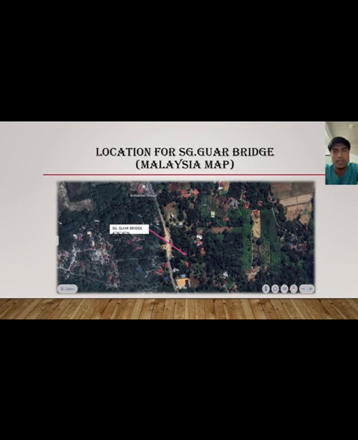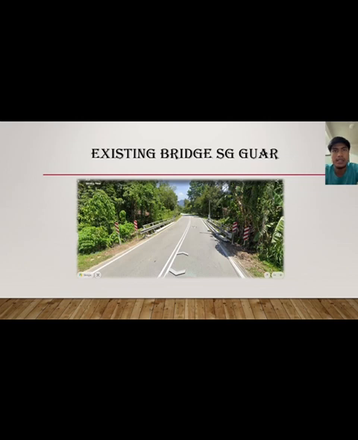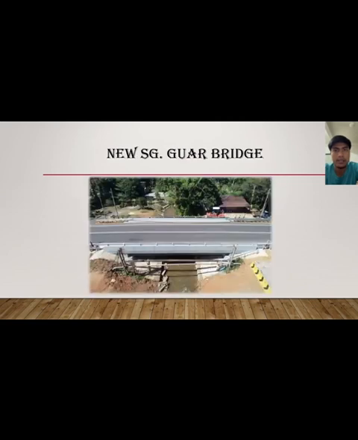We can see that this existing Sungai Gua bridge is too small and unsuitable to carry the high population density around there. We can see the new Sungai Gua Bridge, which is longer and wider than the existing bridge.